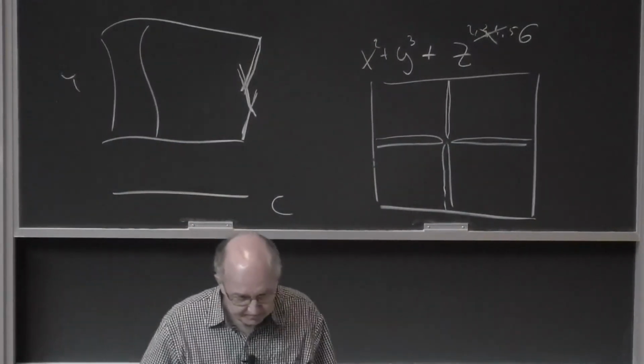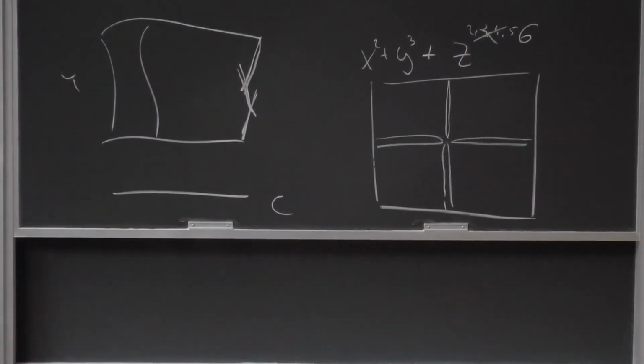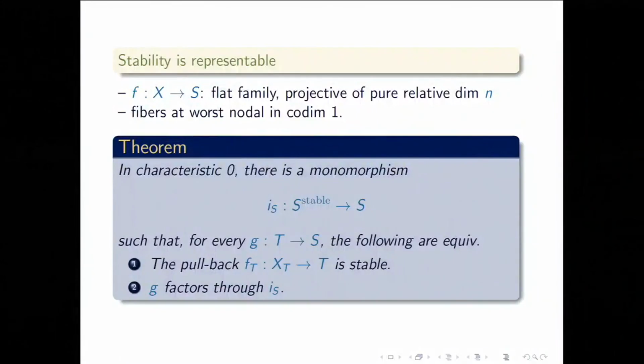point sticking out. So when you say characteristic zero, are you using more about characteristic zeroness than how you define stability?